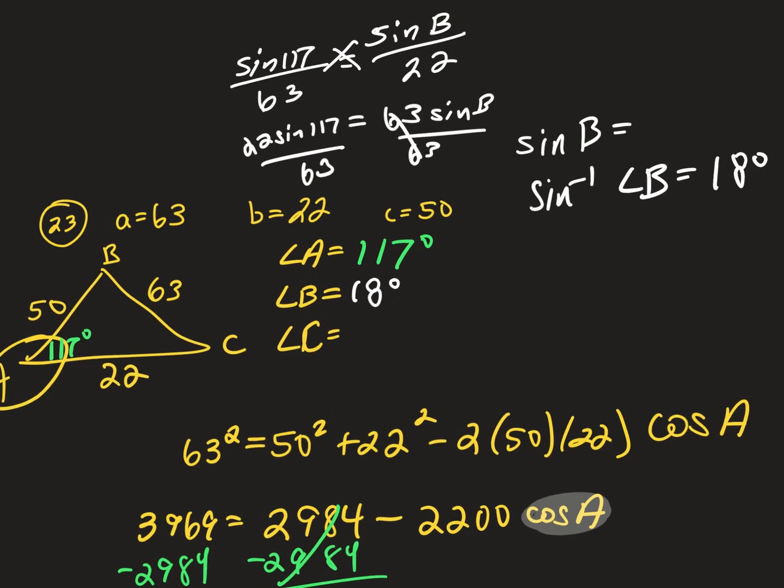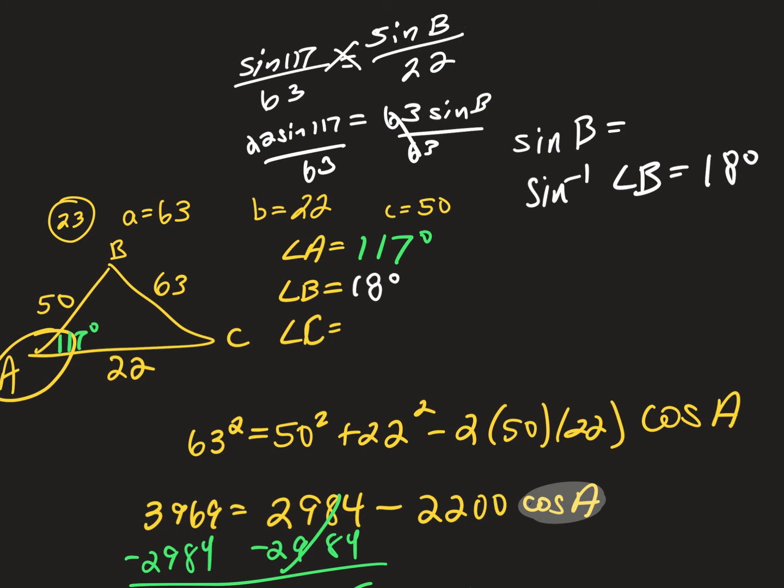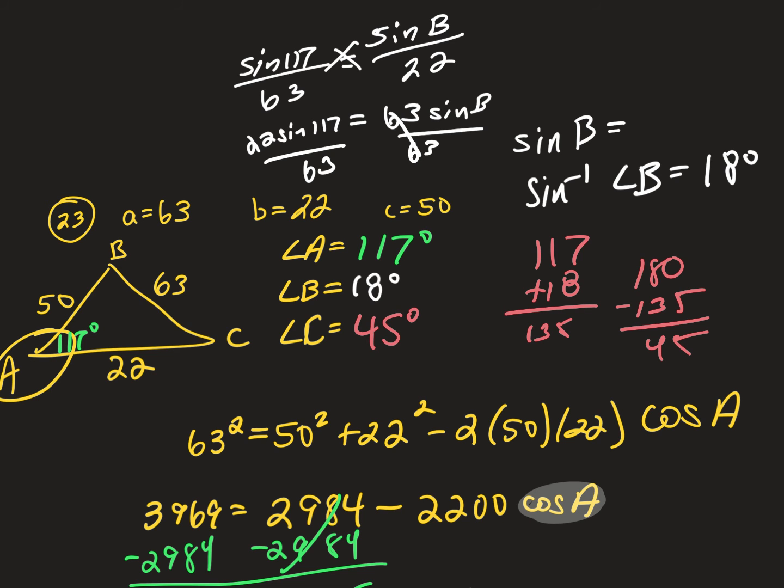Now, do I have to do a lot of major calculation now to find angle C? No. What's the only thing I have to do? I have to add the two angles together. So 117 plus 18 gives me 135. And then what's 180 minus 135? 45. Yes, sir. So angle C is 45 degrees. Lots of work for that problem, but you guys did a great job.